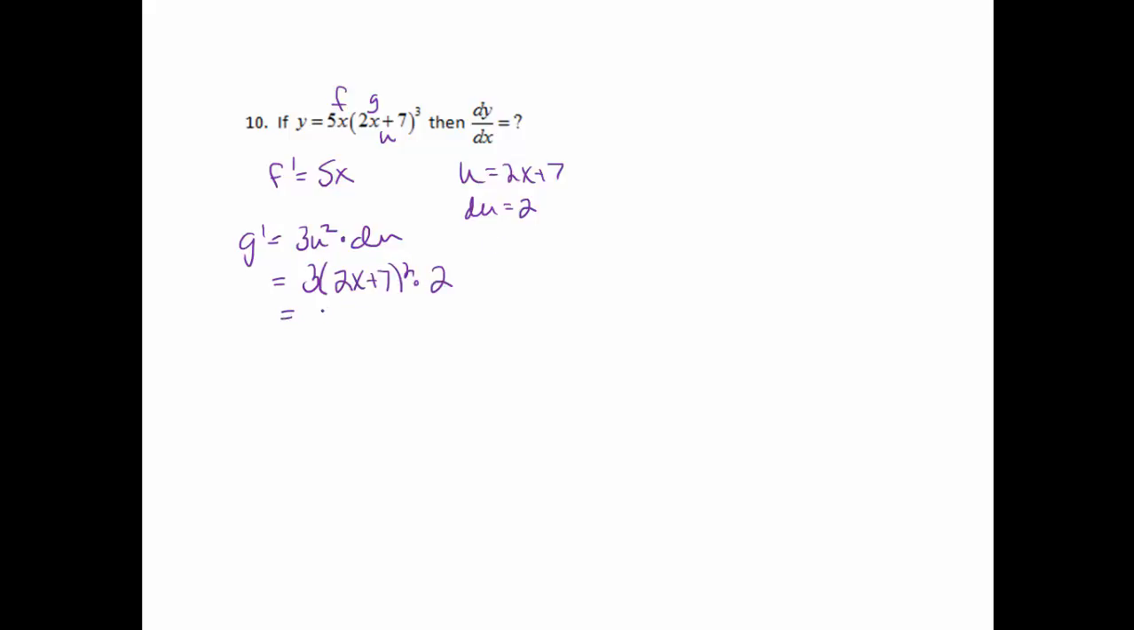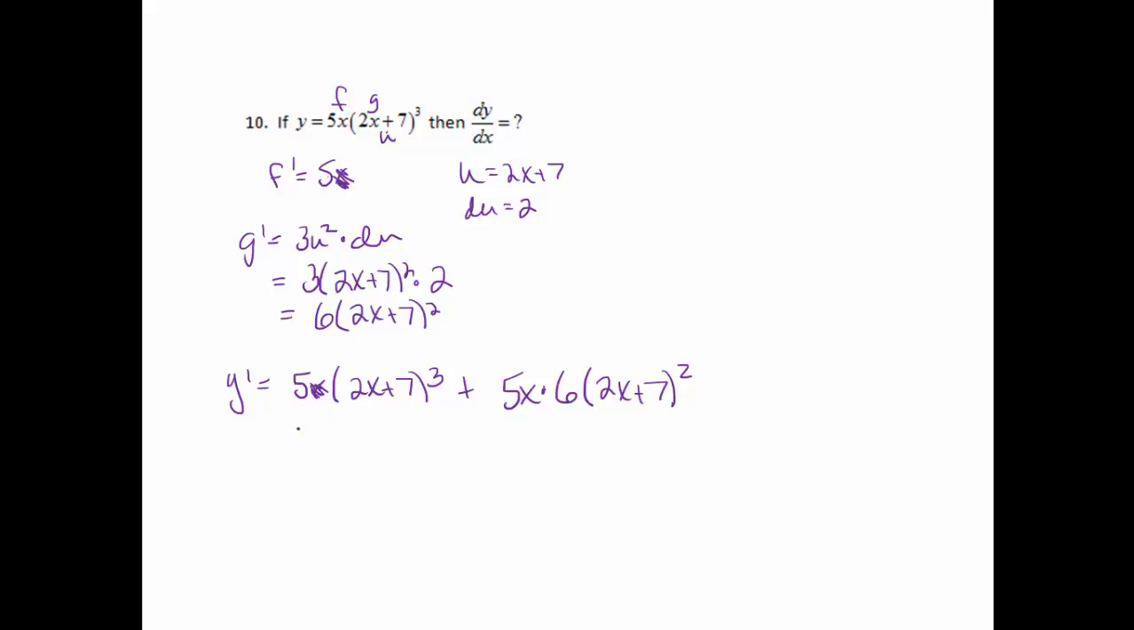And then if I clean that up a little bit more, that would be 6 times the quantity 2x plus 7 squared. Okay, now I'm ready to take the derivative. So y prime equals f prime times g, so it'll be 5x times 2x plus 7 to the third, plus f times g prime, so 5x times 6 times the quantity 2x plus 7 squared. Now, I'm guessing we could keep it like that, but I noticed that this one actually doesn't have an x on it, just has a 5. Oh, this is just 5, sorry about that.